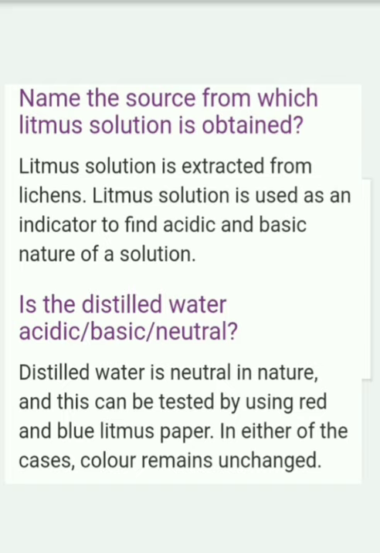Is distilled water acidic, basic, or neutral? Distilled water is neutral in nature, and this can be tested by using red and blue litmus paper. In either case, the color remains unchanged. So, distilled water is neutral in nature.